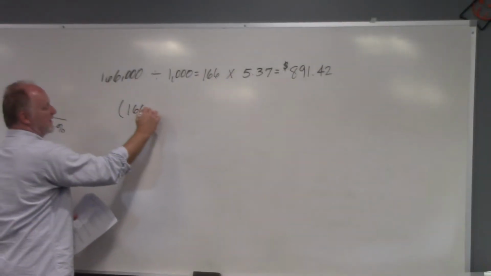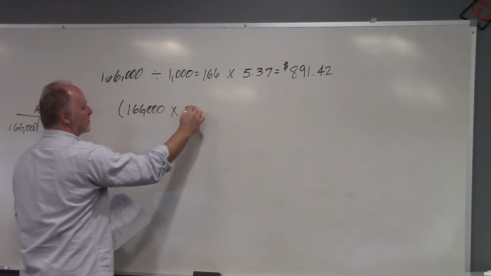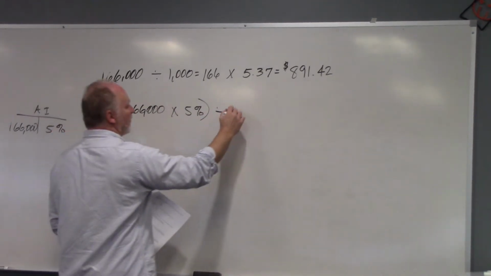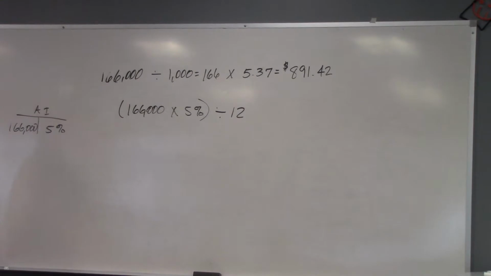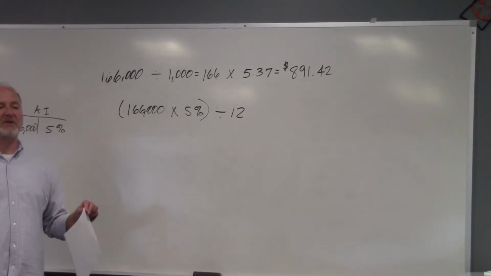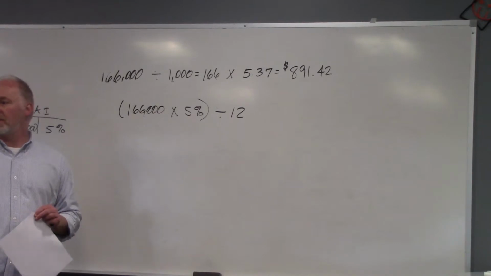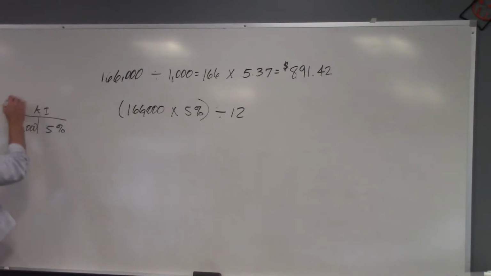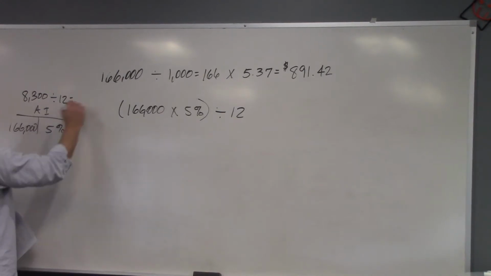Equals annual interest. If you look at my answer, it's very possible that I did something like this. 166 times 5% divided by what? 12. Why 12 in this case? Because I'm trying to find not daily interest, but I'm trying to find what? Monthly. Monthly interest. So 166 times 5, how much is that number? 8,300. 8,300 divided by 12 is how much? 691.67.